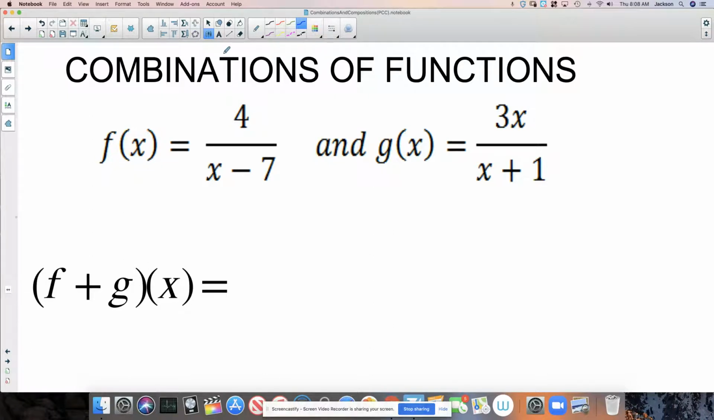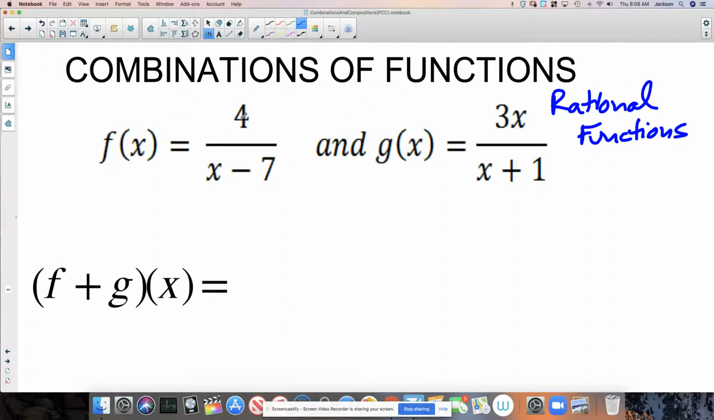All right, let's talk about combinations of functions, but let's get weird with it. What if our functions are what we call rational functions? These are both what are called rational functions. The word rational really means fraction. So the function itself is a fraction.